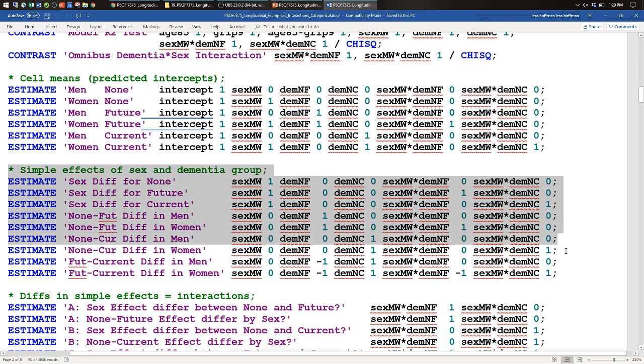So far, all I've gotten are main effects. They're main effects for particular group combinations, but they're just main effects. I don't have anything that actually tells me about the interaction.